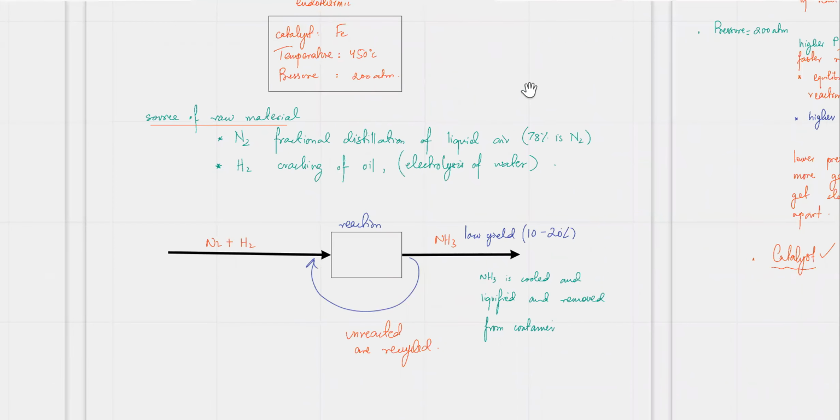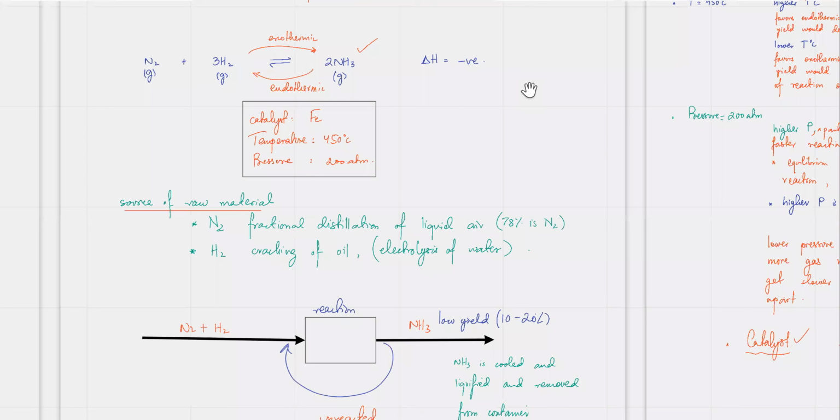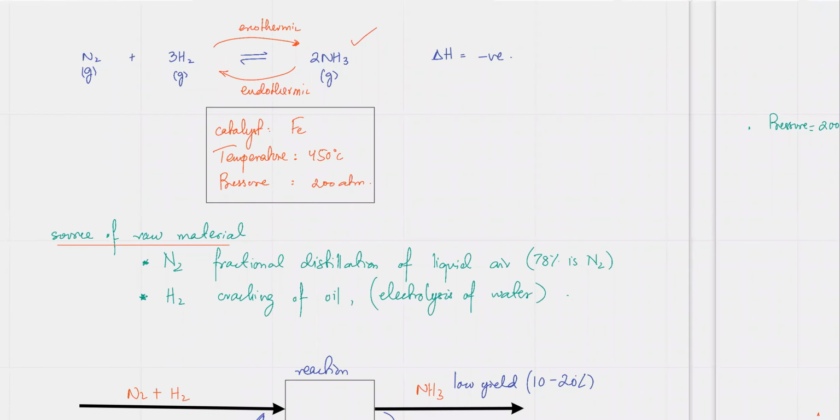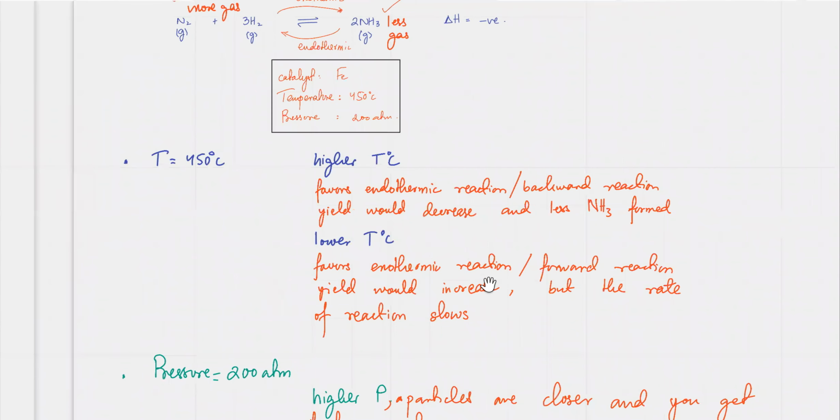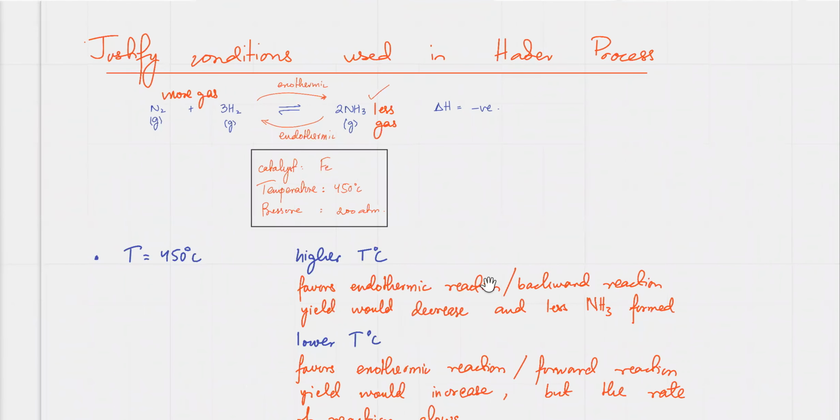Yes, sir. So now the other thing was you had to justify the conditions. Why do you use these conditions? It is a reversible reaction. The problem with using a higher temperature than this is that, according to Le Chatelier's principle, higher temperature favors the endothermic reaction, which in this case is the backward reaction. So the yield would decrease and less ammonia is going to be formed.